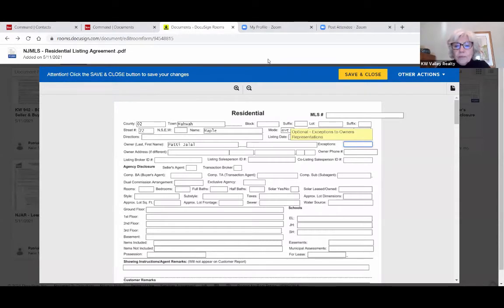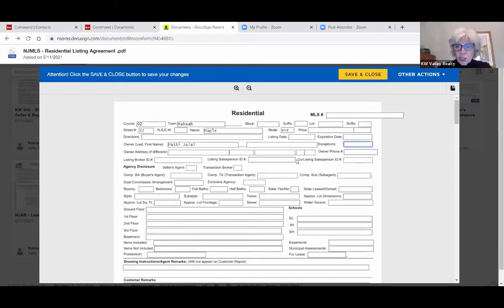So that would be exceptions. We don't like exceptions, but sometimes we have to agree in order to take the listing and proceed. Owner's address, sometimes it's not the same as the subject property. Listing broker ID, that is your MLS ID. It is not your real estate commission license ID. That is your MLS ID and the broker's ID, so the broker and the salesperson. Do you know where to find that information? Go into the MLS.